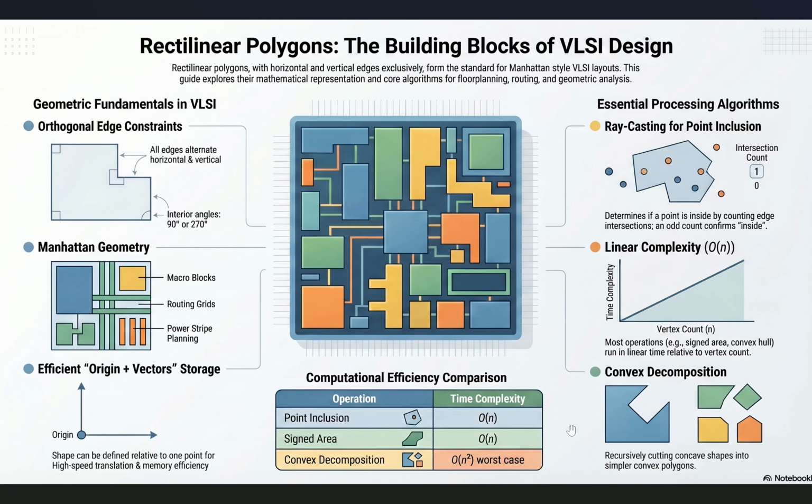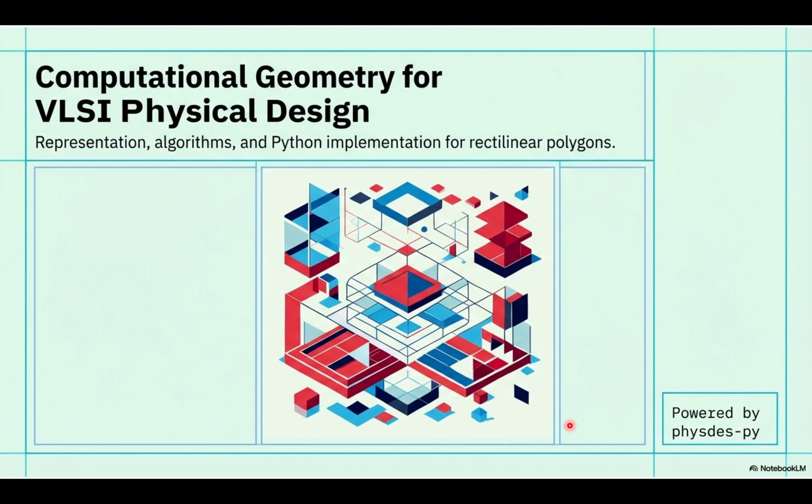But we are doing a deep dive today into the documentation and presentation slides for a new Python library called PhysDesPy. Which is built specifically for computational geometry and chip design. Right, and looking at this source material, it turns out the secret isn't just throwing more brute computing power at the problem. Not at all. It is actually a very strict, almost bizarre set of geometric rules.